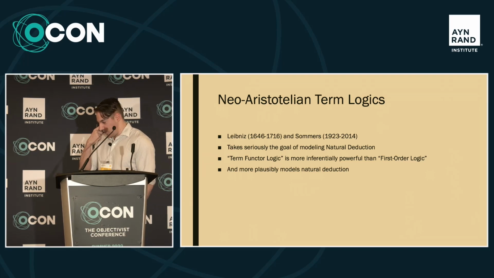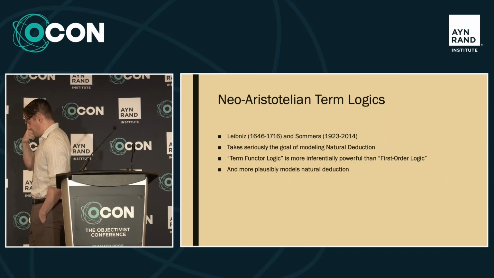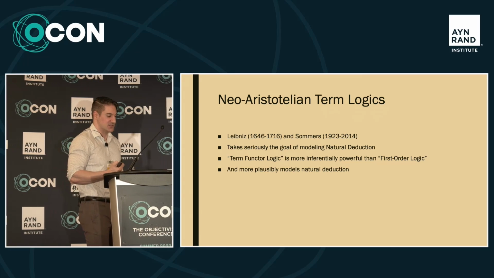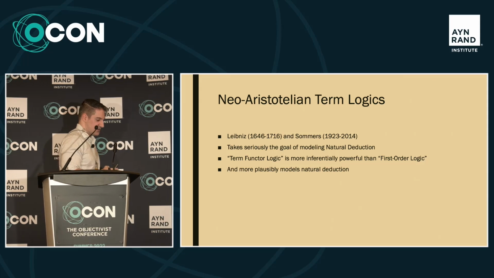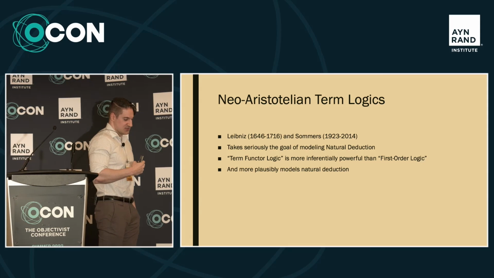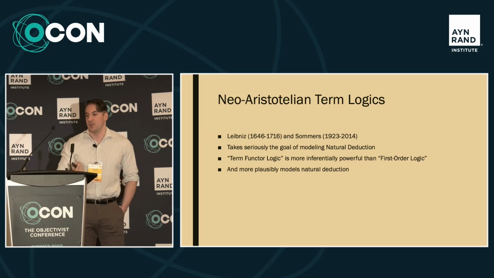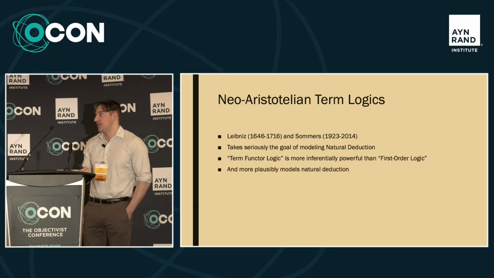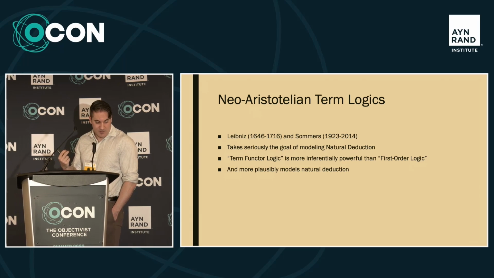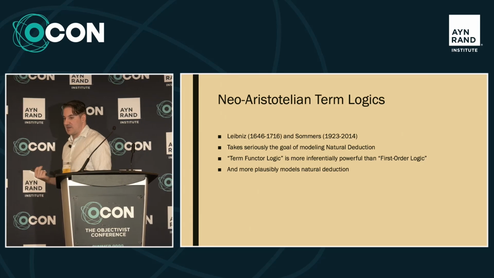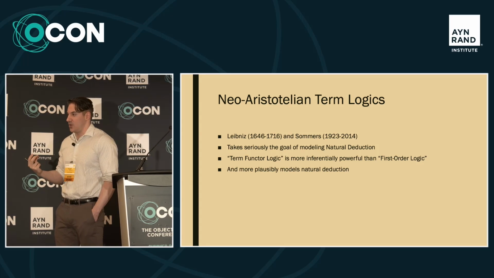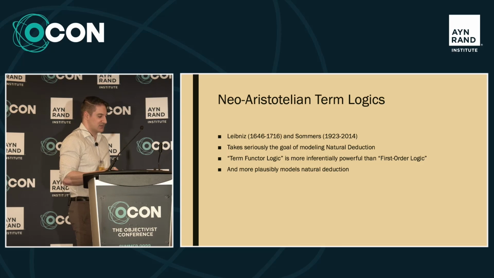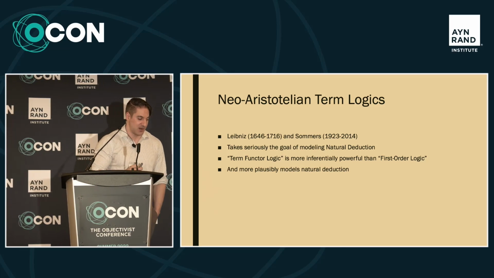There are alternatives to Frege's system which are consistent with the old conception of logic. They take seriously the goal of modeling natural deduction. The one I like is called term functor logic. Just consider that a name; it doesn't matter what functor means. It's more inferentially powerful than Frege's logic, so it's like a stronger logic, and it operates on the principles of the old Aristotelian logic. It's more of a model of natural deduction.